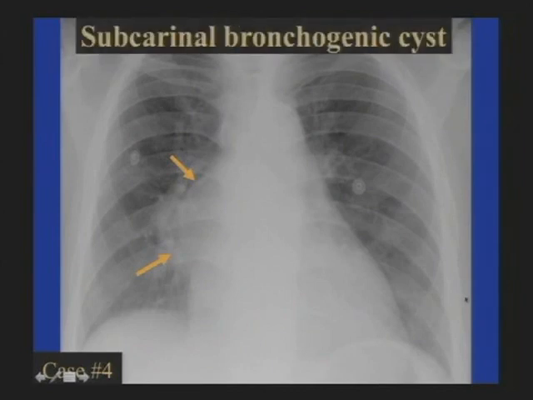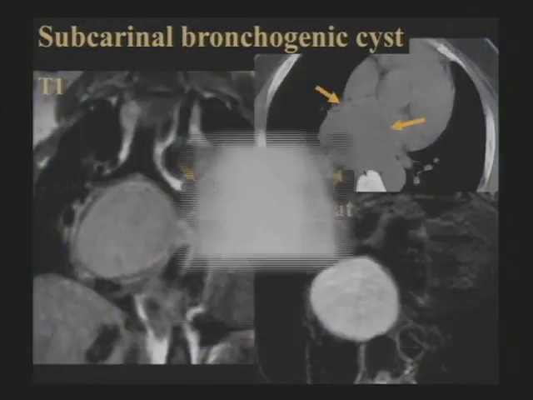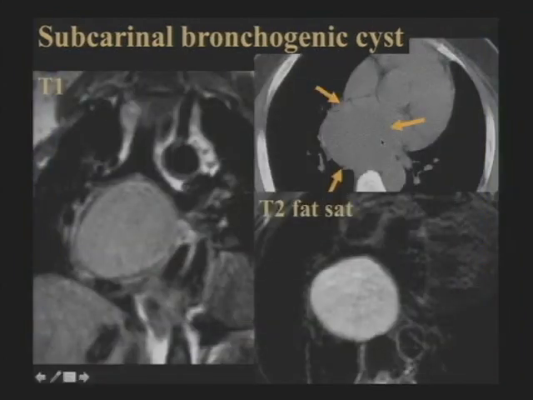Where's the classic location of bronchogenic cyst? Subcarinal and paratracheal. Here's the CT scan. Whenever you see a solitary, good-sized mass in any mediastinal location, consider one of these congenital cystic lesions like a bronchogenic cyst. And CT and MR both can be diagnostic, one or both in combination.